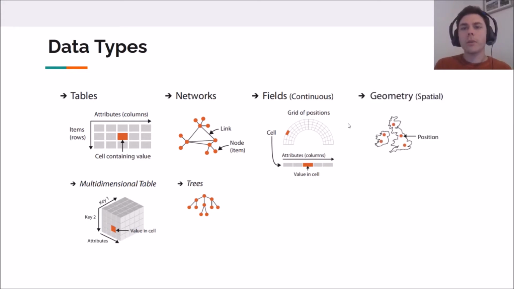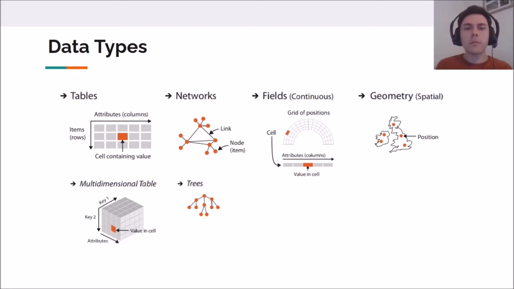And finally, we have geometry data. So this is data where you have some shape that has data on top. The best example for this kind of data is geographical data, where the shapes would be countries, and you have some data like GDP or birth rate on top of these geographical regions.